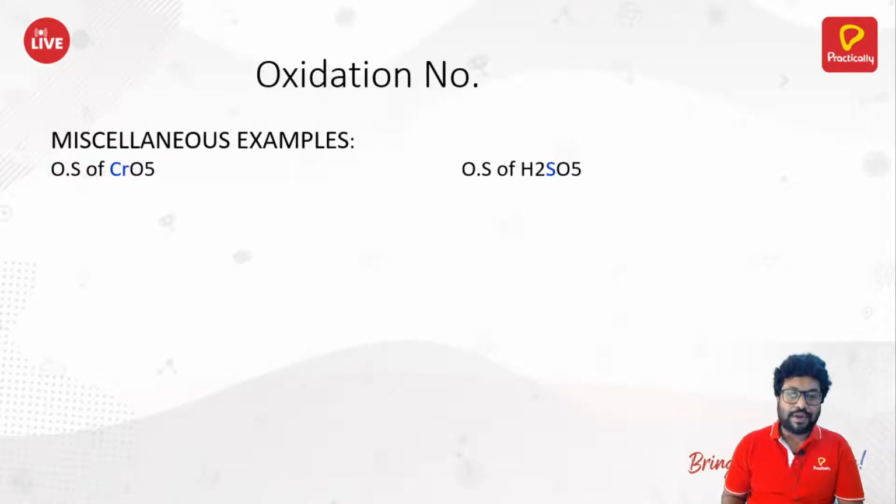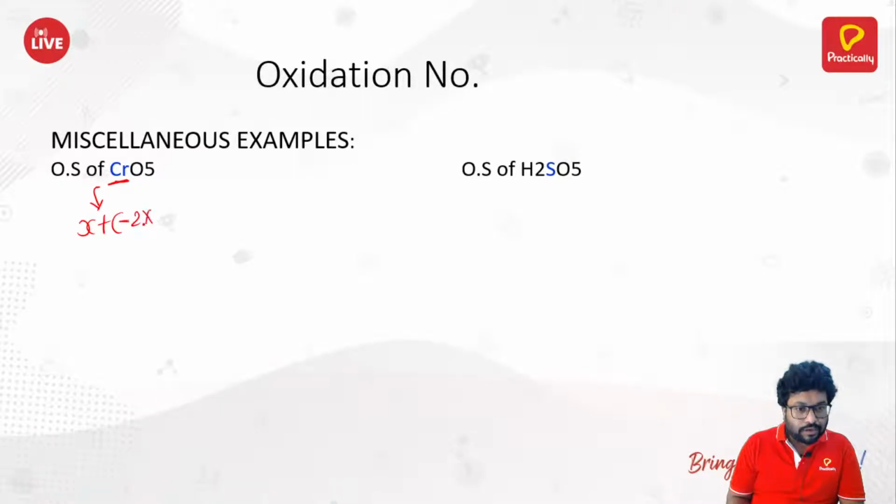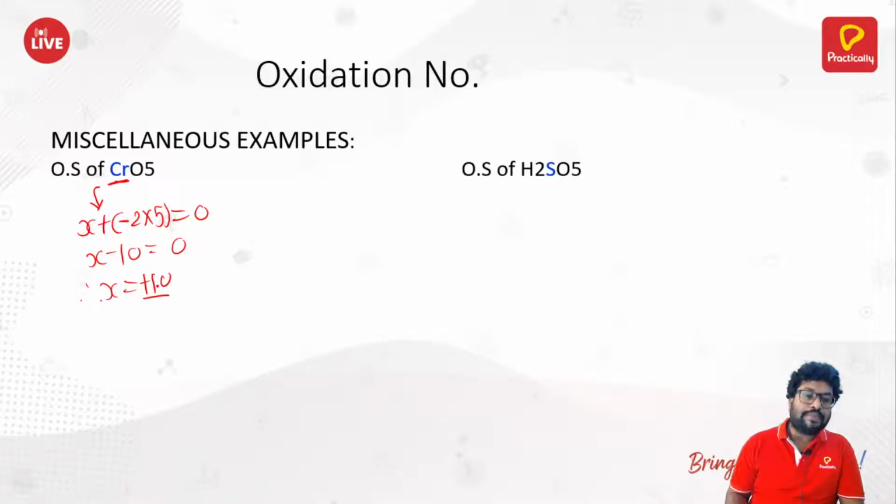CrO5. You can find out the blue colored element here, chromium. So they have asked us to find out the oxidation number of chromium. The question is, is it the oxidation state you are going to get? Let's find out. X plus minus 2 into 5 is equal to 0. So X minus 10 is equal to 0. Therefore, X is equal to plus 10. So it appears that chromium has oxidation state plus 10. But that is not the case.